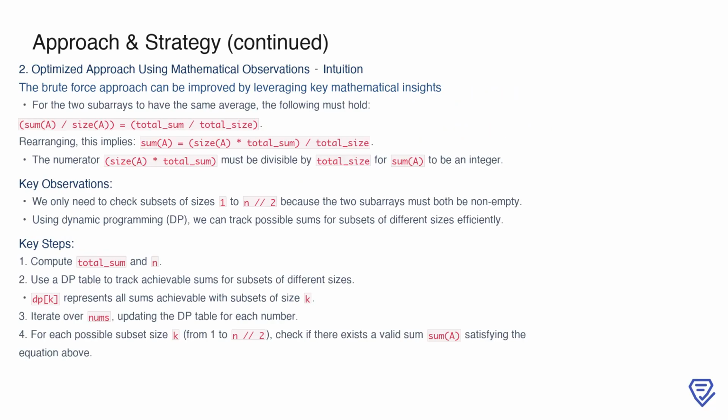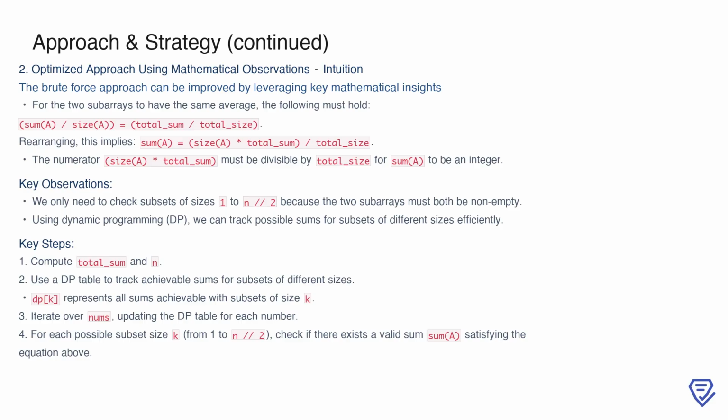Now, a more efficient strategy can be developed by leveraging mathematical observations to reduce the search space. For two subarrays to have the same average, the relationship sum A / size A equals total_sum / total_size must hold.